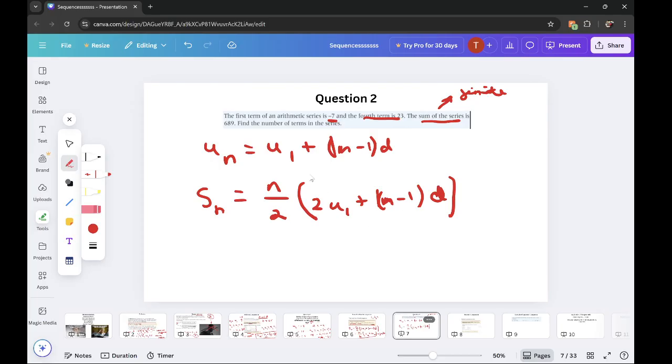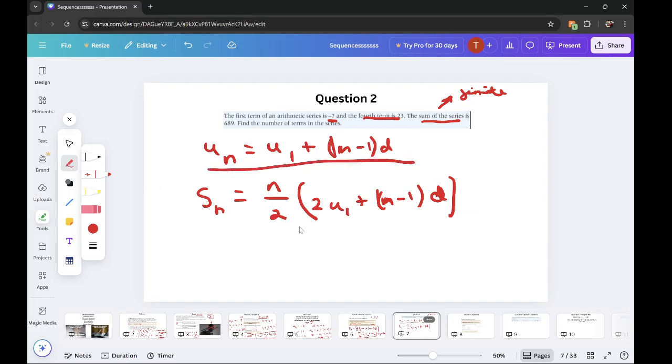Because if you try to use this equation again, you're faced with the same problem, the same issue over here, which is you don't know what n is. You don't know the number of terms, and you don't know u of n. So that's the issue you're faced with over here. And you don't even know the common difference either. So that's what we're going to try to find using the first equation, this equation right here.